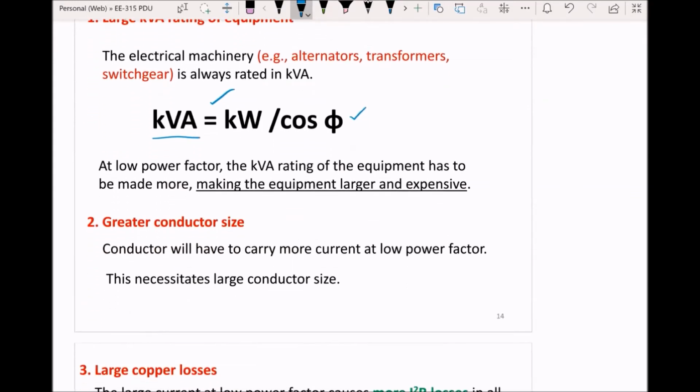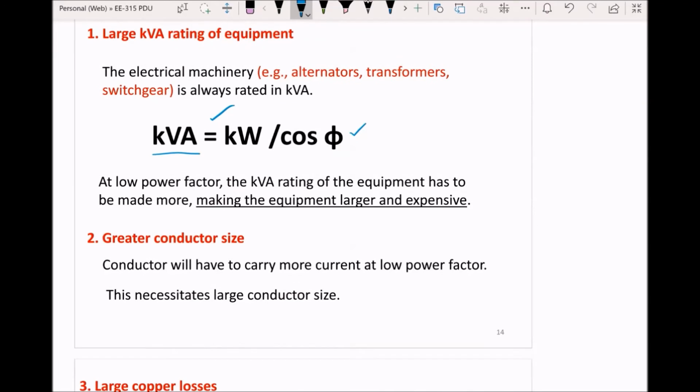The next is the greater conductor size. In our previous lectures, where we studied the AC and DC transmission and distribution systems, we learned that to transmit fixed power at fixed voltage but at lower power factor, more current will be required, and therefore large conductor size will be required.